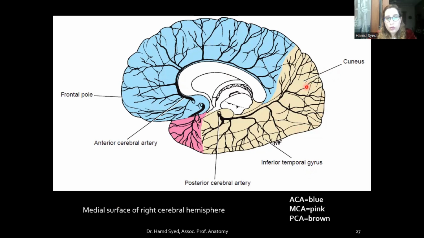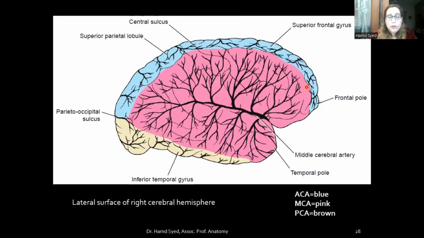posterior cerebral artery. And if you look at the lateral surface of the right cerebral hemisphere, the adjoining strip, about 1 inch, is also supplied by the anterior cerebral artery, but the larger part of the lateral surface, which includes the lateral sulcus, that is supplied by the middle cerebral artery. And a small part of the occipital lobe, its lateral surface, is supplied by the posterior cerebral artery.